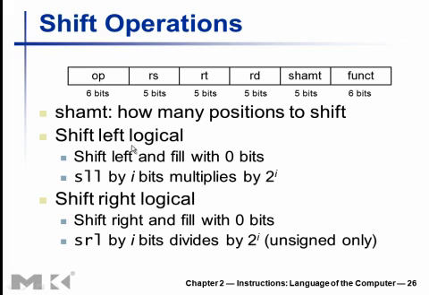For shift left logical, when you shift the operand to the left, the rightmost bit is filled with 0. Shifting left by i bits is, in math, equivalent to multiplying by 2 to the i. If you shift left 1 bit, that means multiplied by 2. Shift left 2 bits, multiply by 4. Shift left 3 bits, that's similar to multiplying by 8.